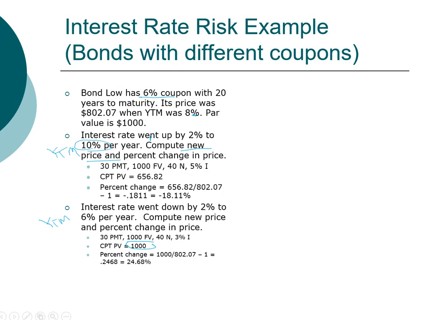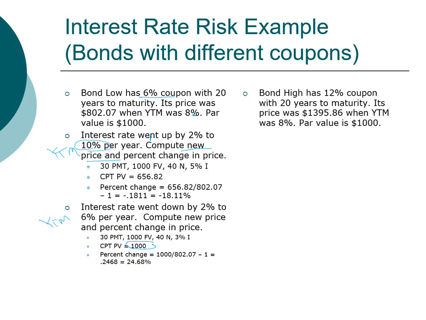Let's take a look at what happened with a high coupon bond. So here's a bond that has a 12% coupon. Notice that everything else is the same. It also has 20 years to maturity. Face value is $1,000, and the yield to maturity is 8%. Because this bond has a higher coupon than the current yield to maturity, it is selling at a premium.